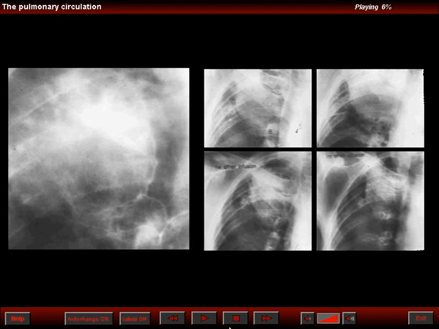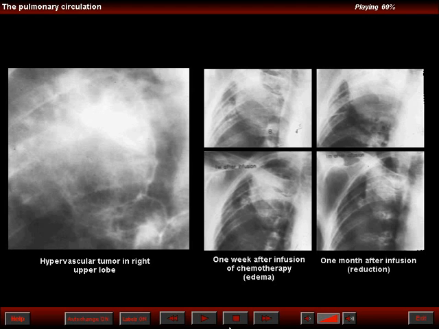In this particular case, a large tumor was seen in the right upper lobe that was supplied by the bronchial artery. The picture to your right are 4 images. The bottom left and right are after several weeks when infusion of nitrogen mustard was made. Initially, the lesion got larger because of edema, but eventually the lesion got smaller, and the pain this patient had in the right upper hemithorax disappeared from a single injection of 15 milligrams of nitrogen mustard.